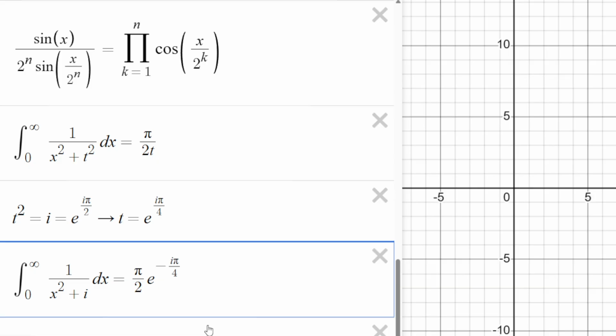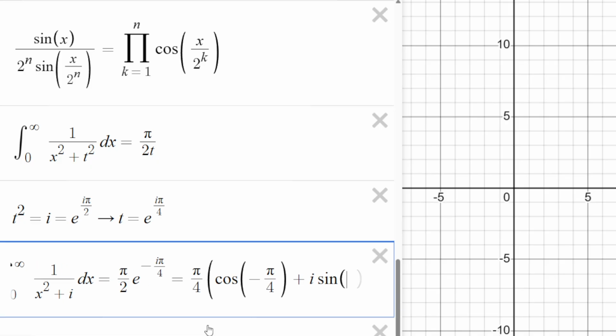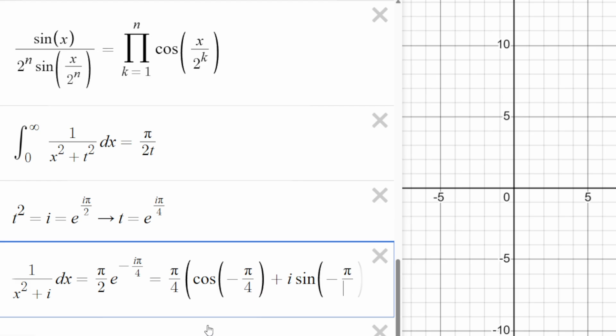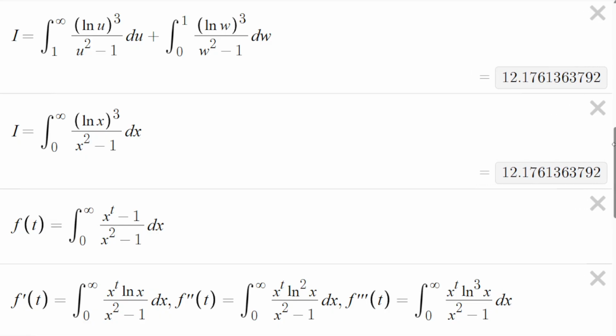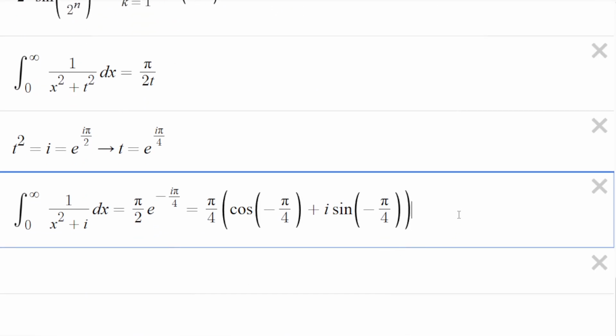Now, using Euler's formula again, we can see that this is equal to cosine of negative pi over 4 plus i sine of negative pi over 4. And let's get rid of this graph because we don't need it. That way you can see more of the work I'm doing. Okay. All right, so now we have that.